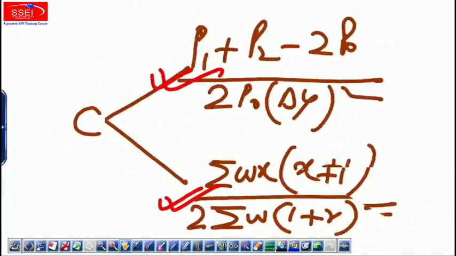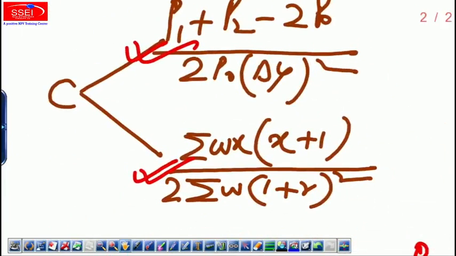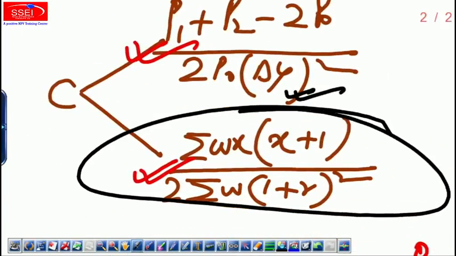Similarly, in convexity, the result should be obvious. If they give the shock, we will use this formula, and if they don't give the shock, we will use this formula. And although the second formula looks very complicated, it's very easy. You prepare 4 columns when you calculate Macaulay's duration, that is years, cash flow, weights and WX. So you prepare one more column, WX into X plus 1, that's very easily executable. So we should use the second formula when shock is not given.